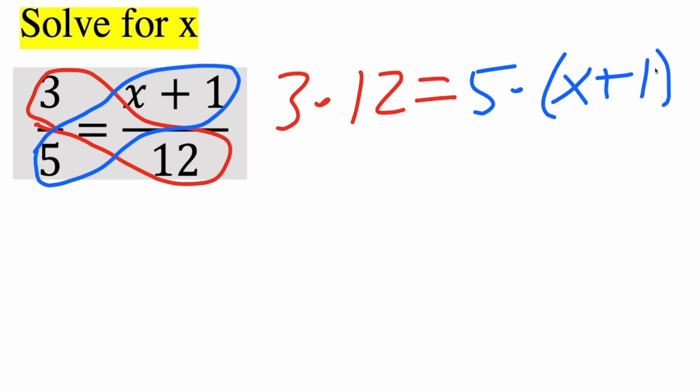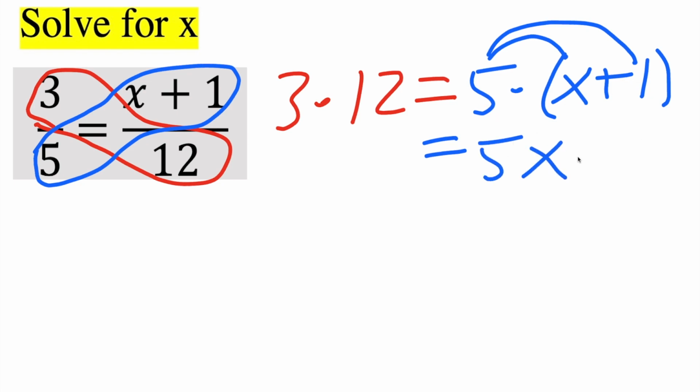So we're going to do one more thing. We're going to expand. We're going to use the distributive property. So that was from our last one, a couple of videos ago. So 5 times x is 5x, and 5 times 1 is 5. After this, it's going to be the same kind of problem.